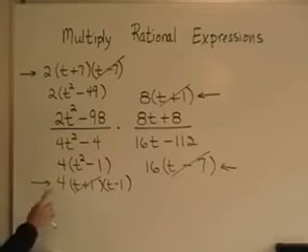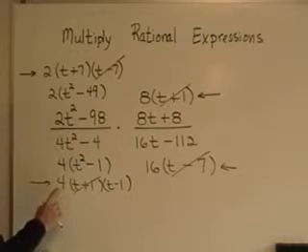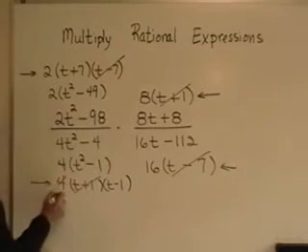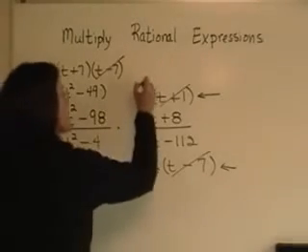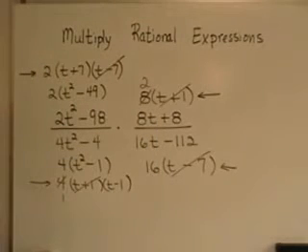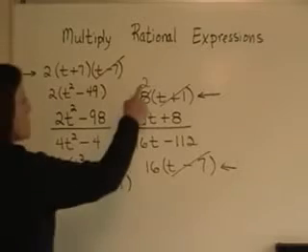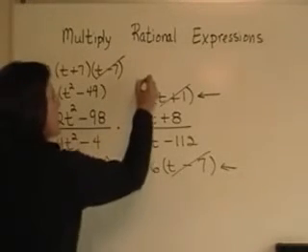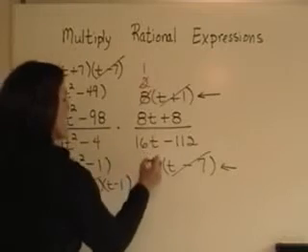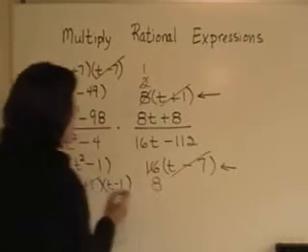I think I'm going to go ahead and reduce this 4, and it doesn't really matter at all. I'm going to reduce the 4 into this 8. So 4 goes into here once, and 4 goes into here 2 times. And then finally, I'm going to reduce this 2 and this 16. I'm going to say 2 goes into here once, and 2 goes into here 8 times. Got to be really careful.